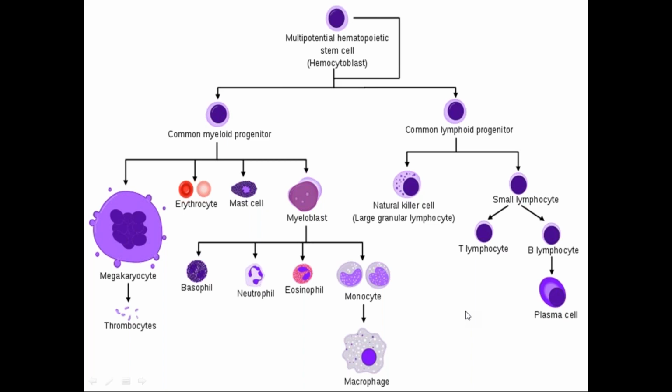Megakaryocytes are responsible for platelets. They are the cells which make the platelets. We will do it in the next class. But megakaryocytes are the mother cells, which are very big cells, and they fragment into small pieces, and those small pieces are called platelets.